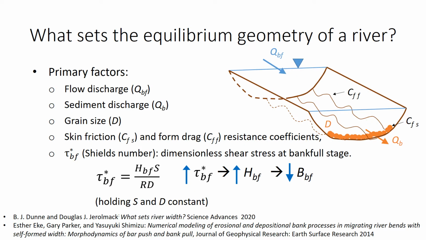Several previous studies have addressed this topic, and they identified what factors play a more important role in river geometry. And these are the bankfull flow discharge, sediment discharge, grain size, skin friction and form drag resistance coefficients, and the bankfull Shields number. This equation expresses the Shields number, and from this it can be seen that holding the slope and the grain size constant, the higher the Shields number, the higher the depth, and thus the narrower the channel.